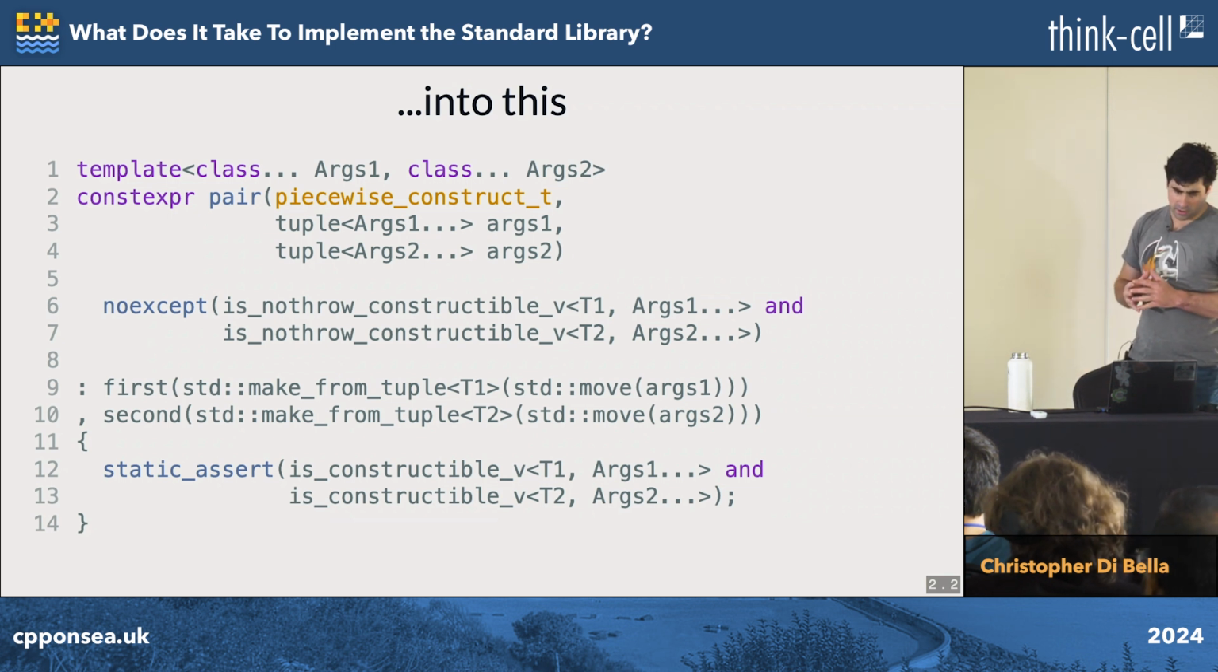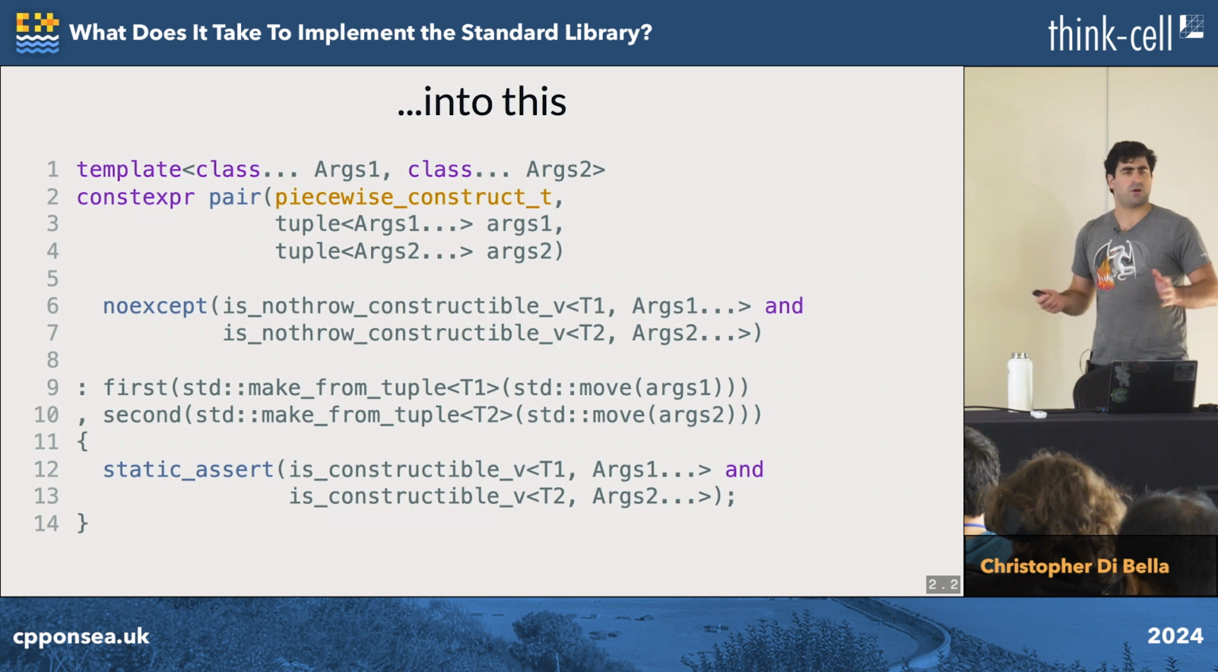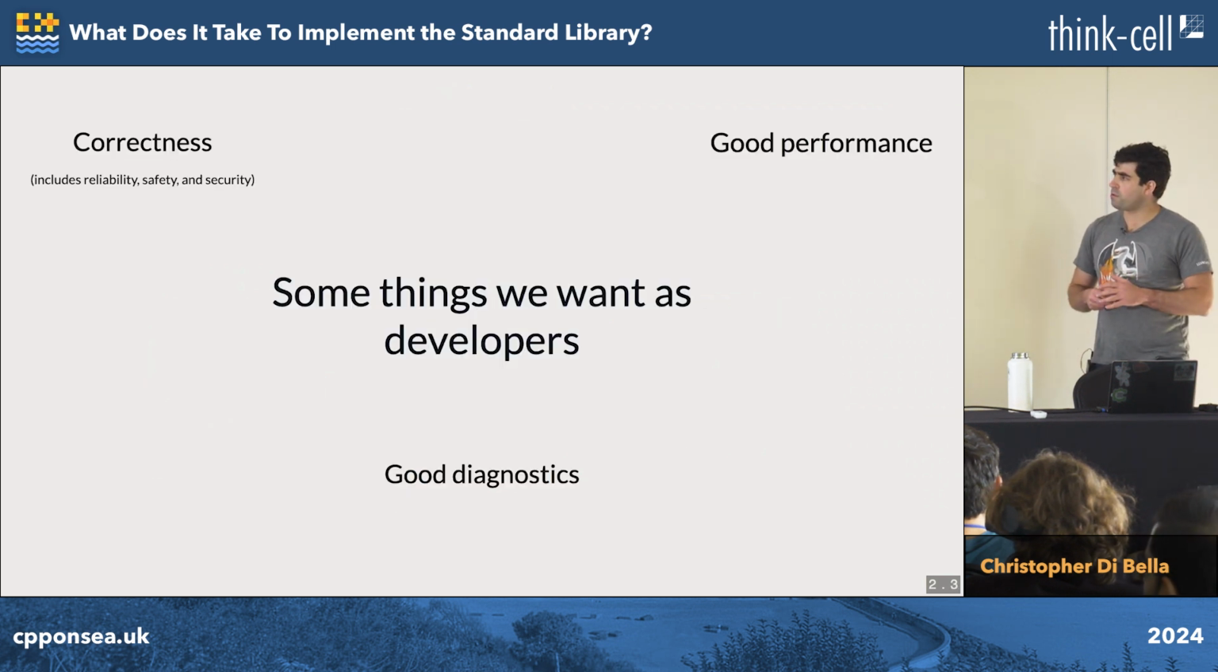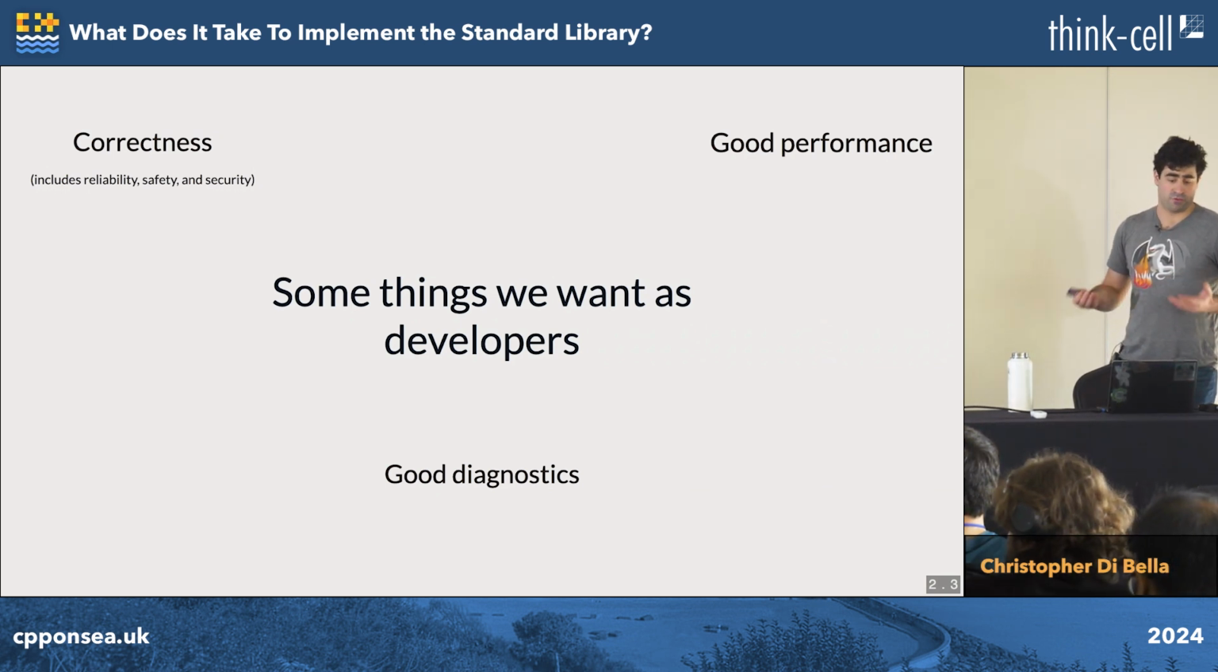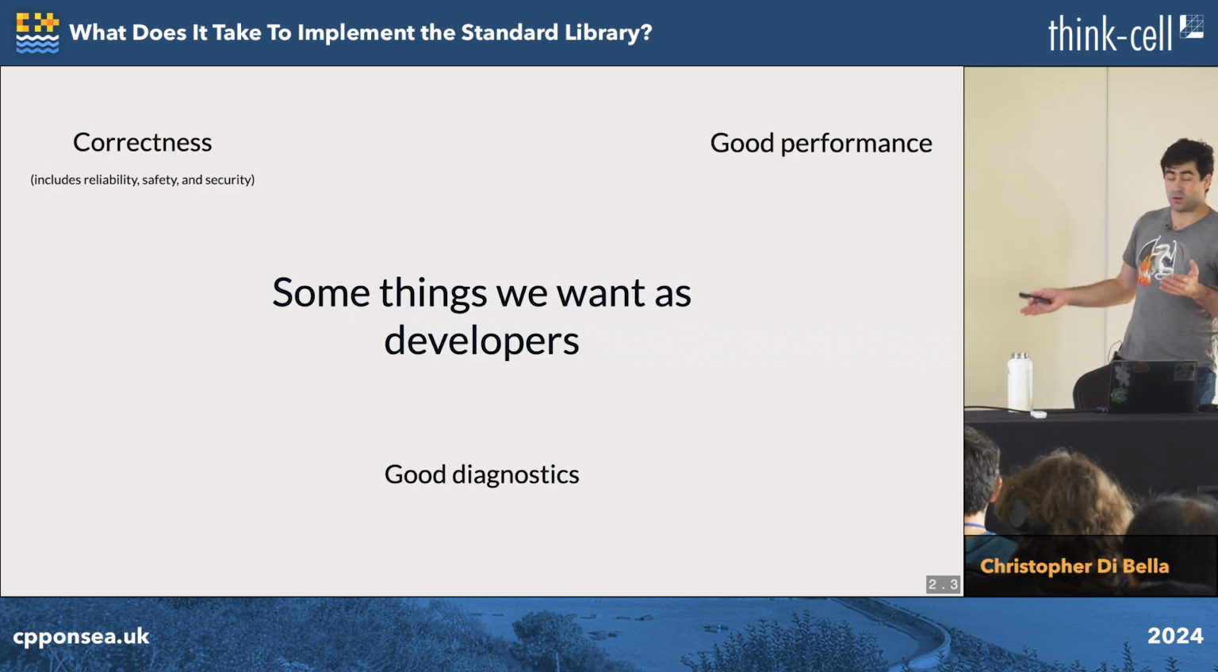Before we get started though, we should probably find some common ground, because standard library developers are programmers just like everyone else. And I figured that I could probably distill what we can all agree on as being some sort of priority to three things. The first of which is correctness. The next one is some amount of good performance. And finally, good diagnostics.